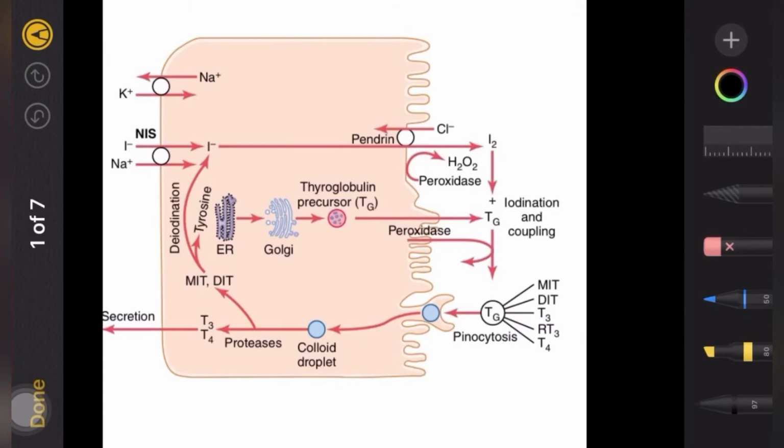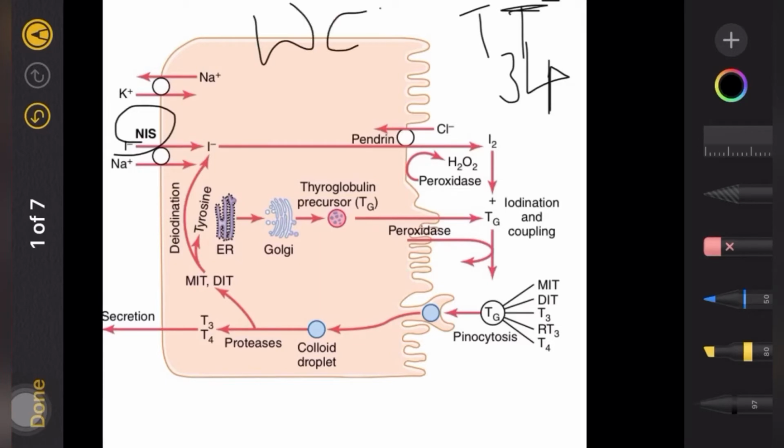If excess iodine passes through the sodium iodide symporter, then the synthesis of T3 and T4 is reduced, and this is called the Wolff-Chaikoff effect.